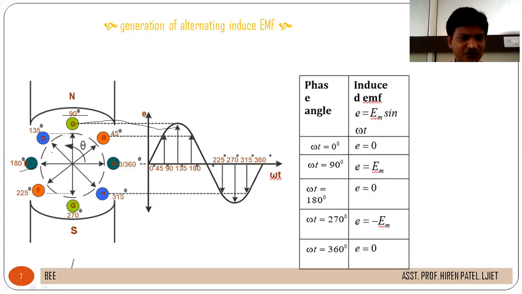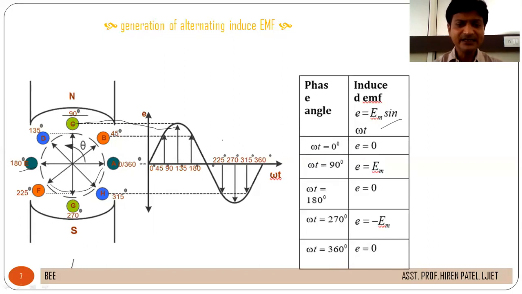In the same way, you can rotate the coil in those directions and you will get different values of EMF at omega t equals 270 and omega t equals 360. So this is the way that by different values of theta, omega t, we have different values of EMF. That's the way we can generate alternating induced EMF, and the basic equation is E equals Em sin omega t.